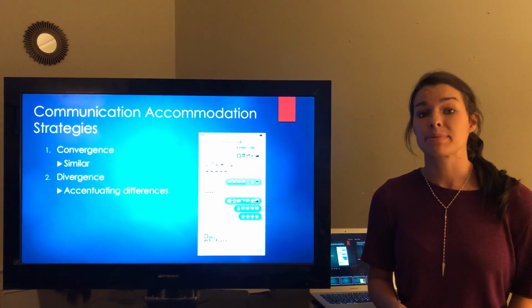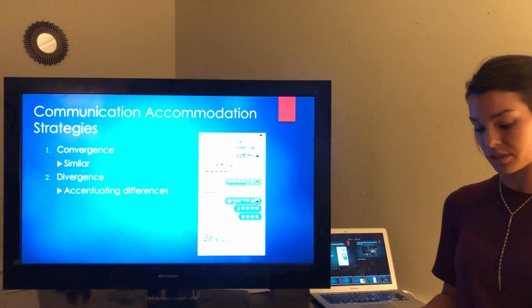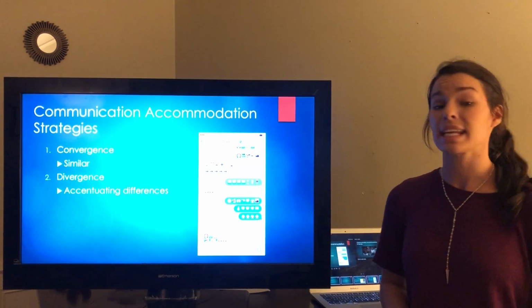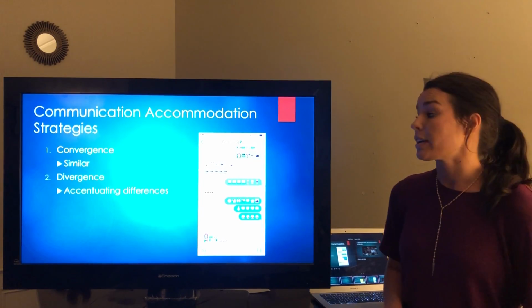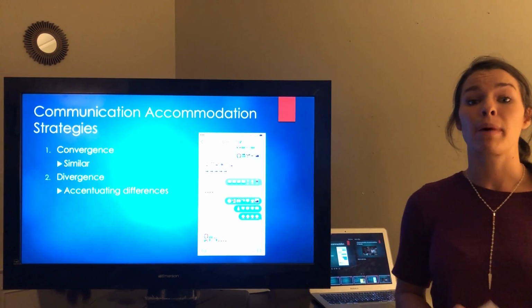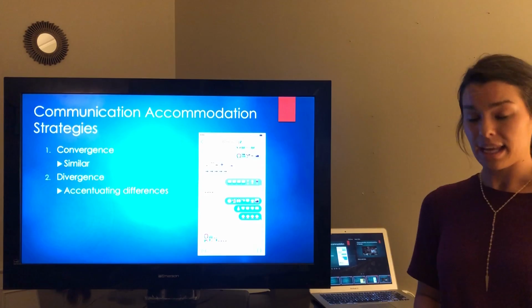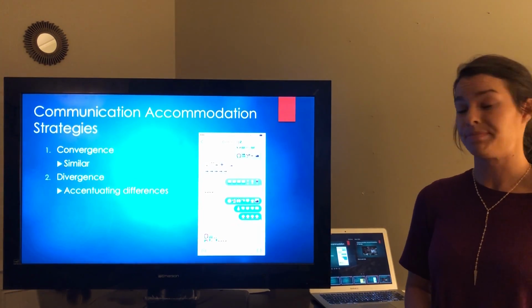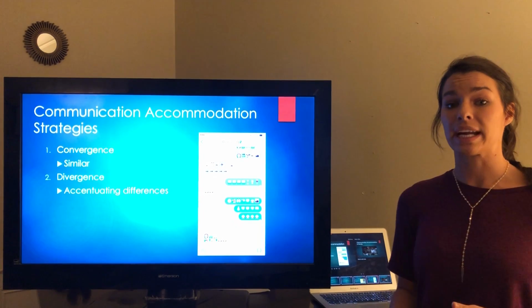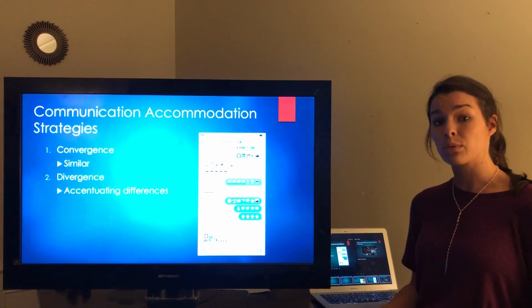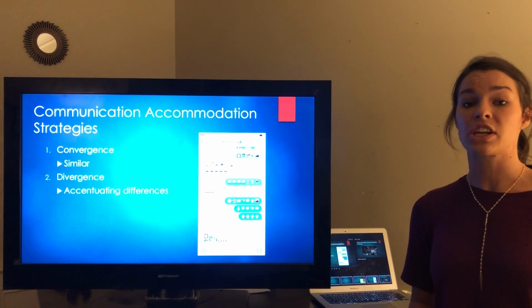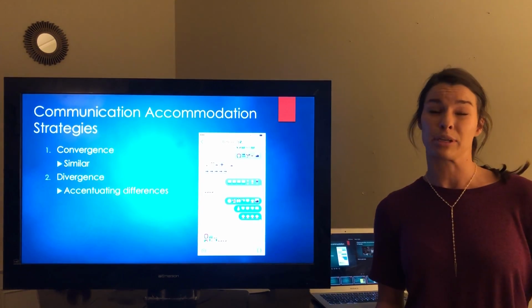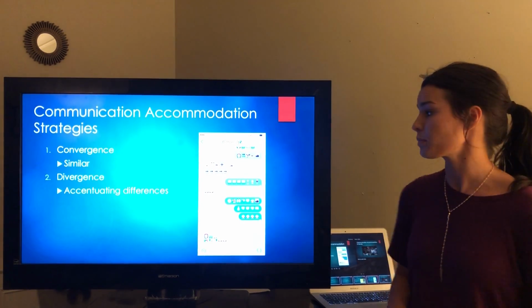The 2 different types of communication accommodation strategies are convergence and divergence. Convergence is seen as a more positive way of communicating, and you're trying to become more similar to someone else. Divergence, on the other hand, is seen as more of a negative way of communicating, and you're changing your dialect to make the other person more uncomfortable.